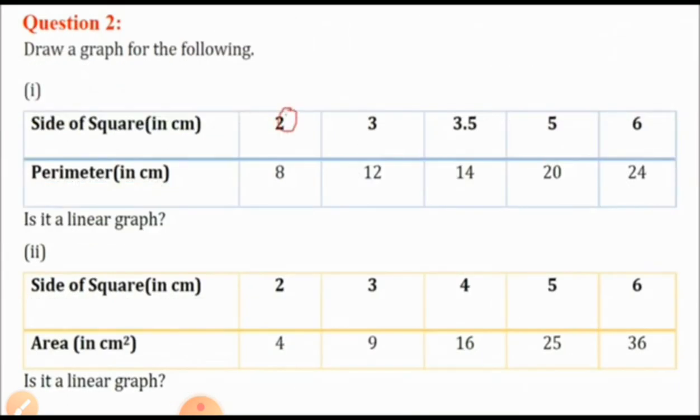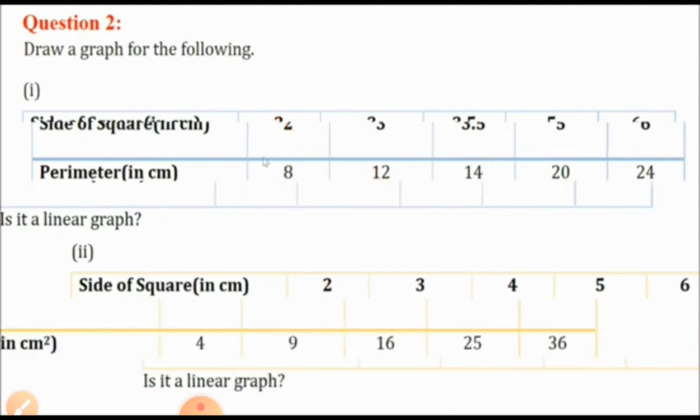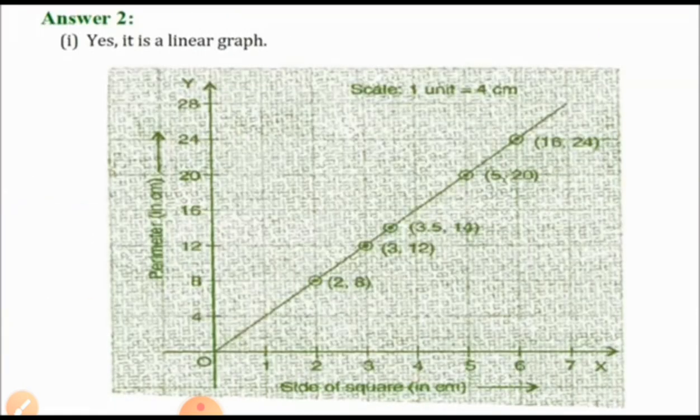Question number 2. Draw a graph for the following. Sides of a square in centimeter and perimeter in centimeter. 2 centimeter, 3 centimeter, 3.5 centimeter, 5 centimeter and 6 centimeter. According to that, the perimeters are 8, 12, 14, 20 and 24. We know the formula for the perimeter of a square, 4 into L. Is it a linear graph? Shall we check it? Yes, it is a linear graph. Linear means a straight line. Oh, it is passing through the origin also.